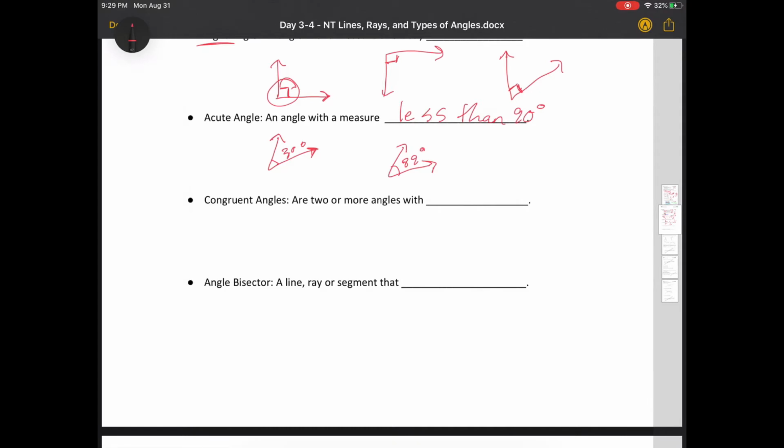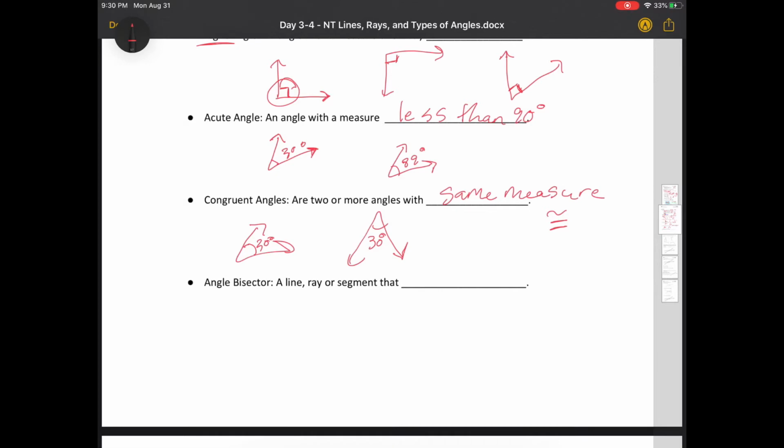So congruent angles. So any congruent angles are two or more angles with the same measure. So our common label for congruent, you might see something that looks like this. It's an equal sign with a little squiggly on top of it. That means congruent. So any two or more angles with the same measure would be congruent. They can be in a different direction. So as long as they're the same degree measurement, so let's say that one's 30 and this one's 30, they are congruent. Okay?